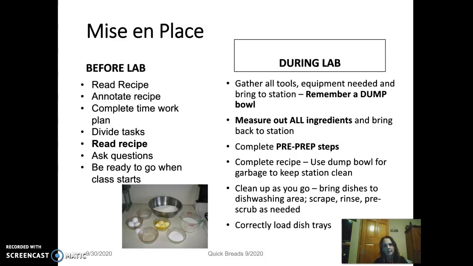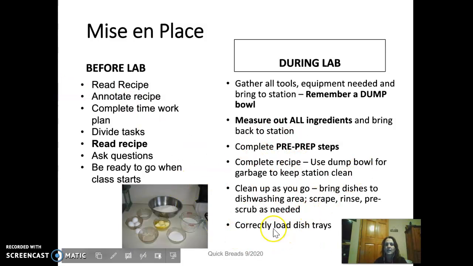Then during lab, gather all of your tools. Remember a dump bowl. A dump bowl is used for garbage at your station, so you don't have to walk anywhere. Measure out all ingredients and bring those back to your stations. Complete any pre-prep steps. Pre-prep steps are things like greasing pans, preheating ovens, lining pans. If you were making a carrot bread or a zucchini cake or whatever, you would need to shred those things. That's all pre-prep steps. Anything you have to do to prepare the ingredients or what you're baking it in before you put it together. Then follow the recipe.